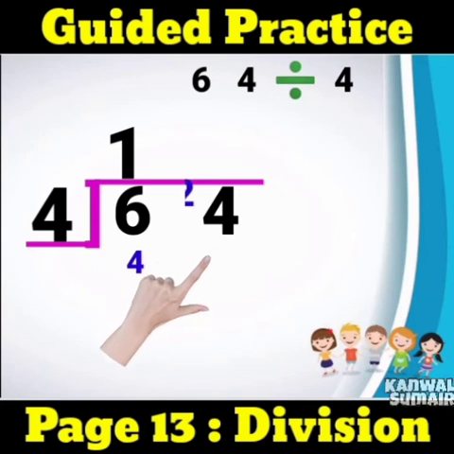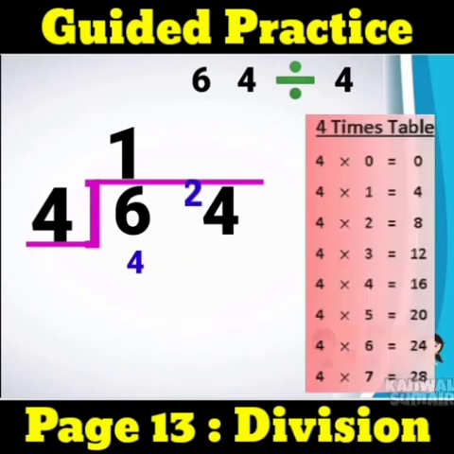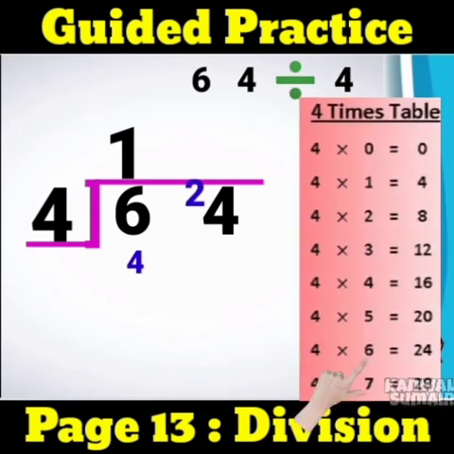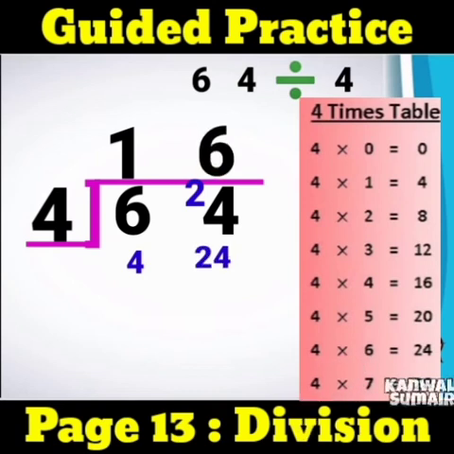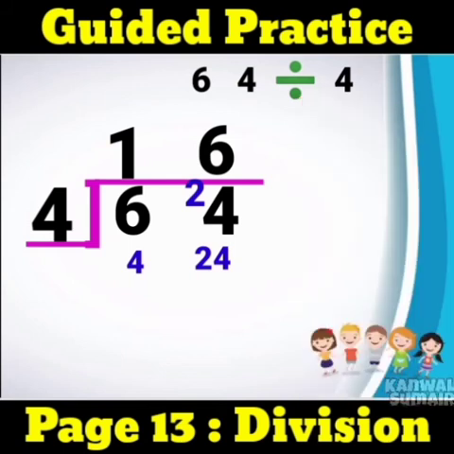Put 2 with the next number, it becomes 24. 4 times what is 24? 4 times 6 is 24. 24 minus 24 is 0. It means there is nothing left over. So there is no remainder. Nothing is remaining.